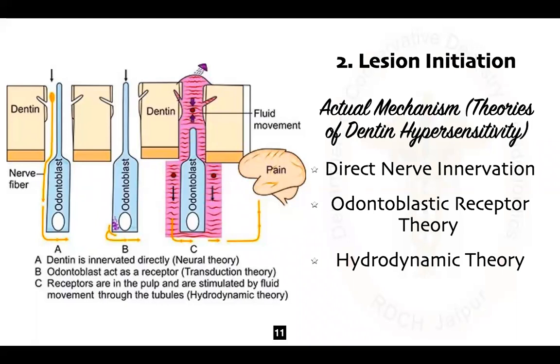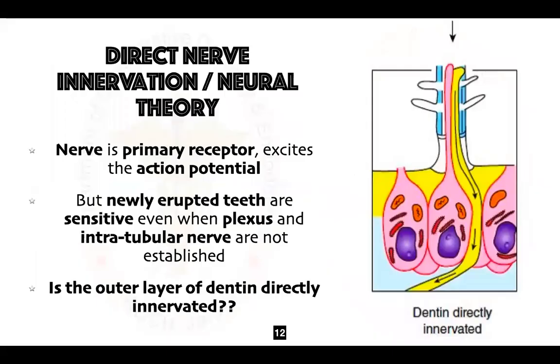All these remineralizing agents, all these desensitizing agents, they are all based on this theory. Am I clear? The diagram beautifully describes. You just have to draw the same diagram every time. Just have to know exactly what I have to show, right? Let's move on. The first one quickly, the direct nerve innervation or the neural theory.